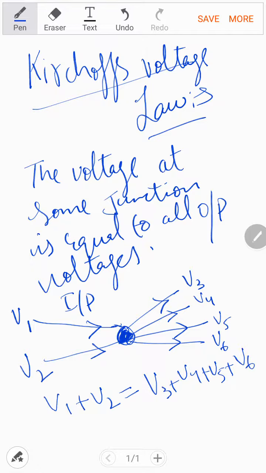Or we can also say that the net voltage around the node, or around the circuit, is 0, because when we place the left hand side on the right hand side, the sum will be equal to 0. That is V1 plus V2 plus V3 plus V4 plus V5 plus V6 will be equal to 0. So this is Kirchhoff's voltage law. Now, moving further, we will discuss it in a circuit.